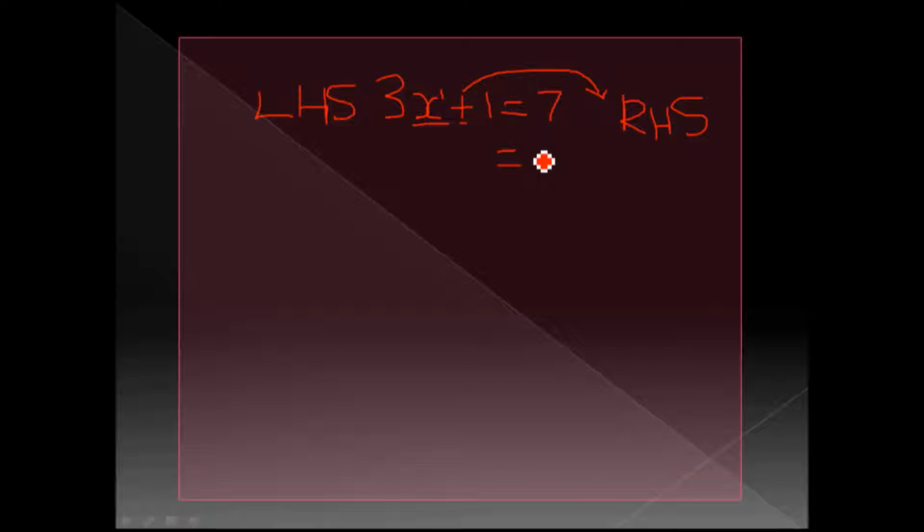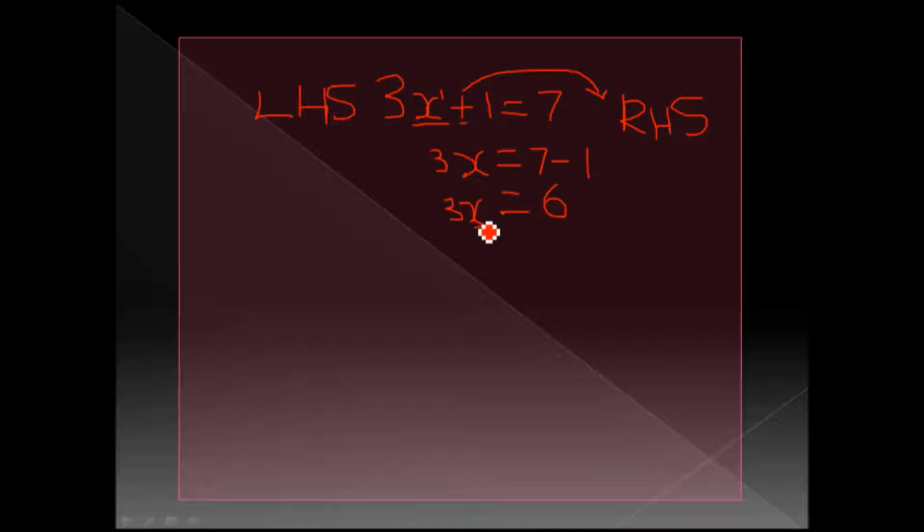Whenever you transfer a number or term from one side of the equation to another, the sign of that number or term changes. So hence your right hand side would develop onto 7 minus 1. Your left hand side will collapse to 3x. Further simplifying your right hand side, this will collapse to 6, and we still maintain 3x on our left hand side.